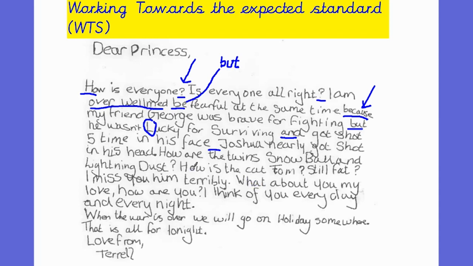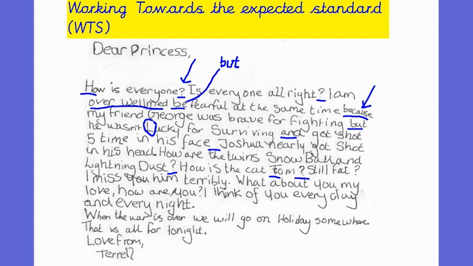Joshua nearly got shot in his head. How are the twins Snowball and Lightning Dust? Again, another correct use of a question. How is the cat Tom? Okay, another question. And also a self-correct here. A capital letter for a proper noun. So Tom has been given a capital letter. Still fact. I miss him terribly.